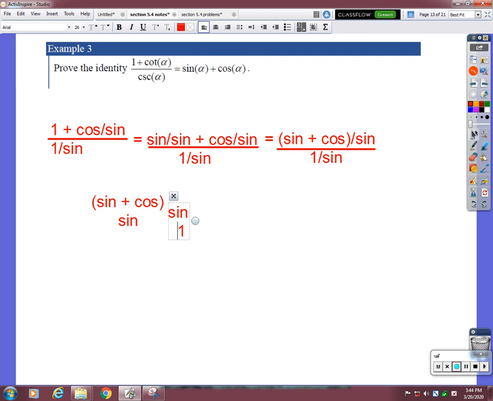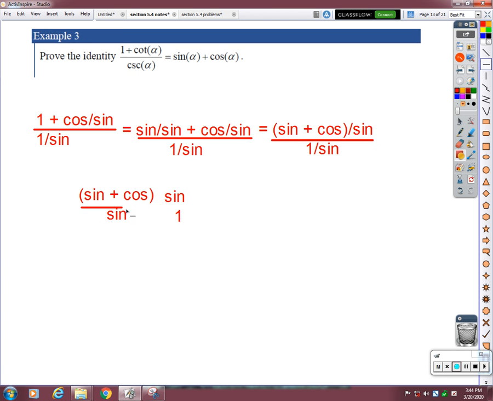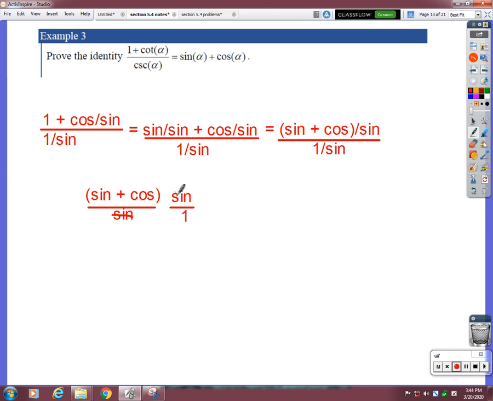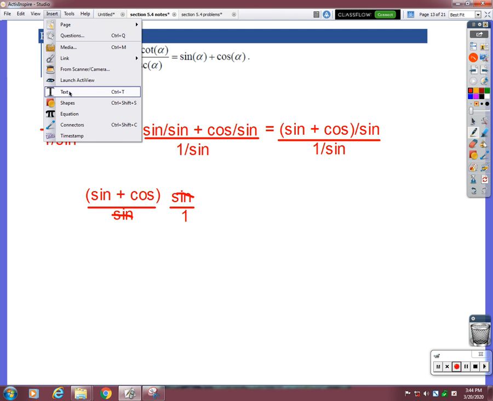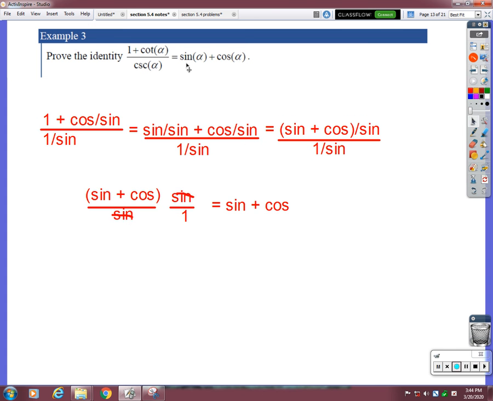Alright, so let's clean this up a little bit. So I have this fraction right here times this fraction right here. So once again, sine on the bottom, sine on the top cancel, and what do you know? That leaves me with sine plus cosine, which is what I was trying to get it to equal in the first place. Isn't that a ton of fun?